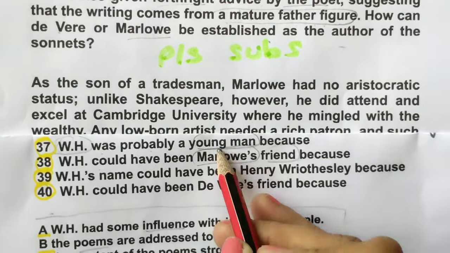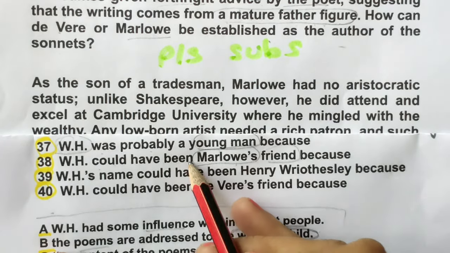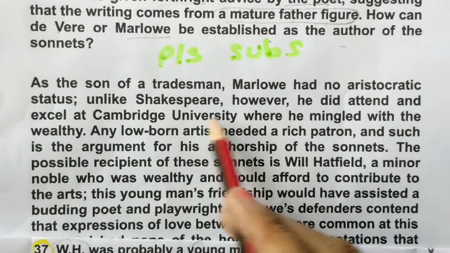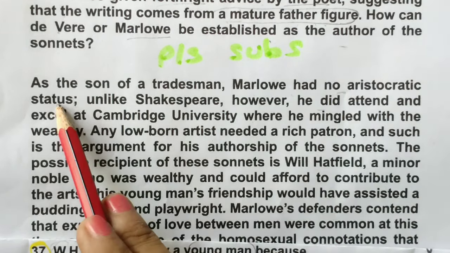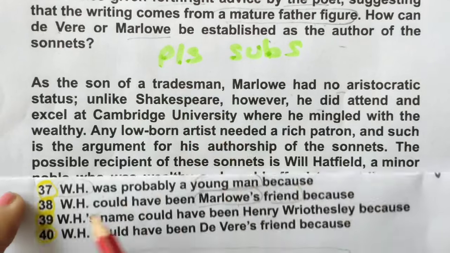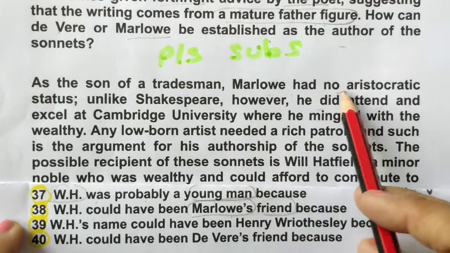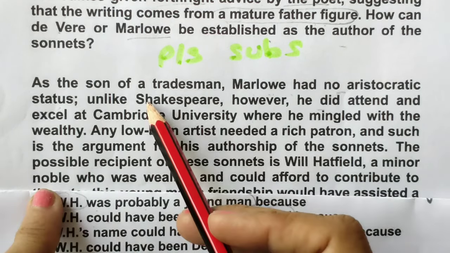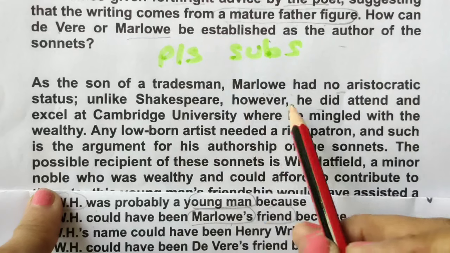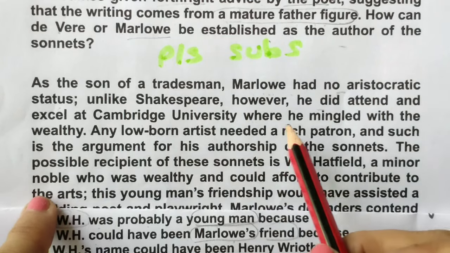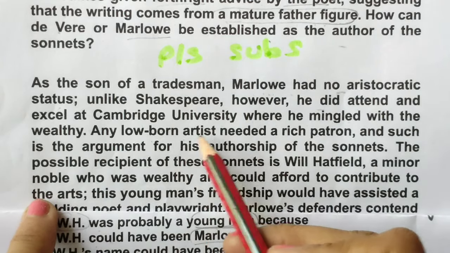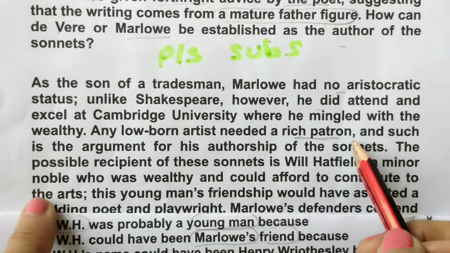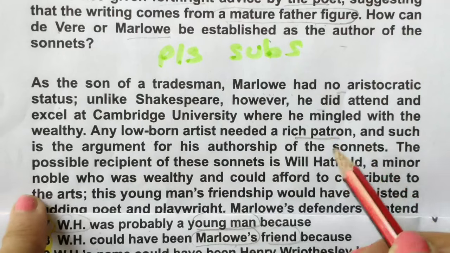So we are looking for a young man, and he could have been Marlowe's friend. Okay, young man. Marlowe had no aristocrats, as the son of a tradesman. Marlowe had no aristocratic status. Unlike Shakespeare, however, he did not attend and excel at university where he mingled with the wealthy. Any low-born artist needed a rich patron. It means rich patron, those who are supporting financial assistance to arts, music and all.